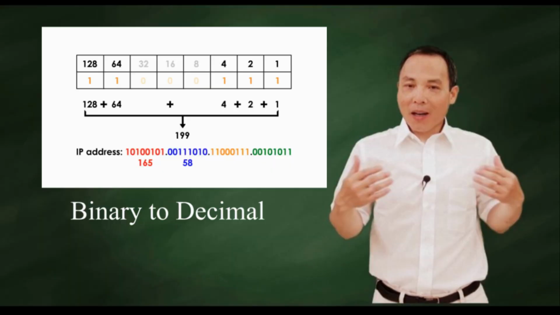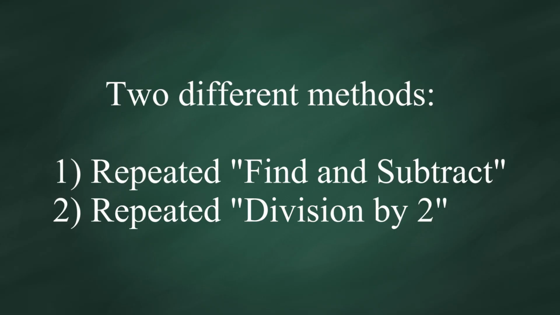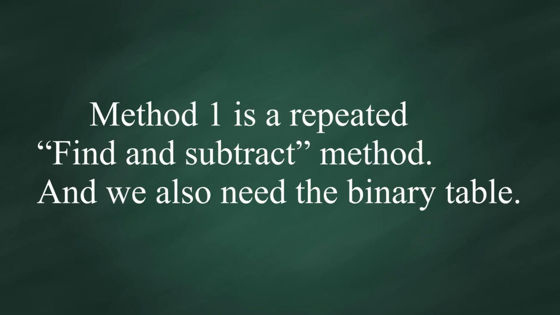Welcome back. In the last video, I talked about how to convert 8-bit binary to a decimal number. Today, I will talk about how to convert a decimal number to binary. I will use two different methods. Method 1 is a repeated find and subtract method.